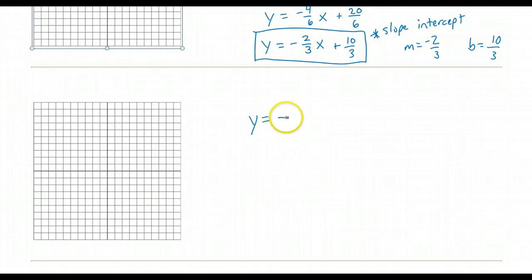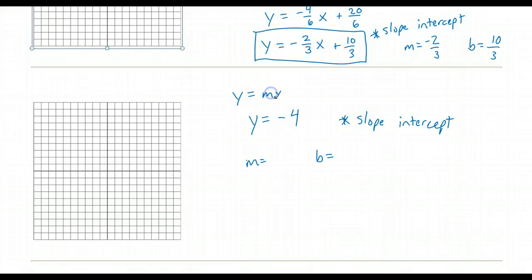If I wanted to graph the line y equals negative 4, this equation is written in slope-intercept form. So I need to identify the slope and the y-intercept. Well, in this case, I don't see an x. So if I have the equation y equals mx plus b, and I want to get rid of this x right here, this m value has to be 0. Because if I take 0 times x, I get 0, which means that this term disappears. So in this equation, y equals negative 4, my slope is 0. And my y-intercept is negative 4.